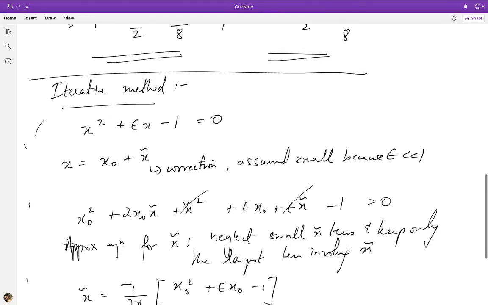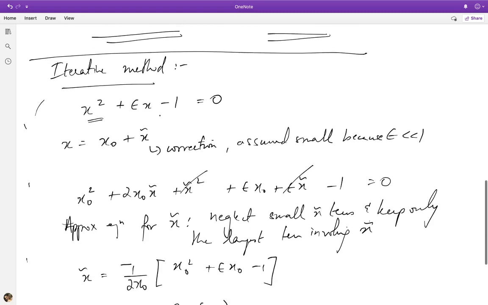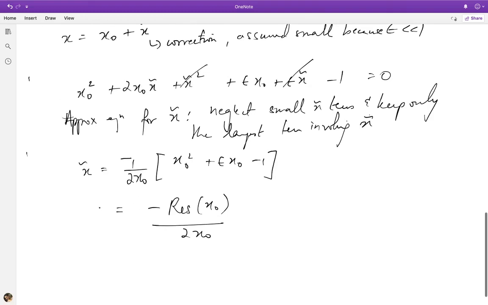And what is the residue? The residue is the sort of error of this equation. If I substitute x equal to x0 here, I will get something that's not exactly equal to 0. That is the residue. And if that residue goes to 0 for any value of x0, that x0 is a solution. And therefore, this now gives me my iterative scheme.